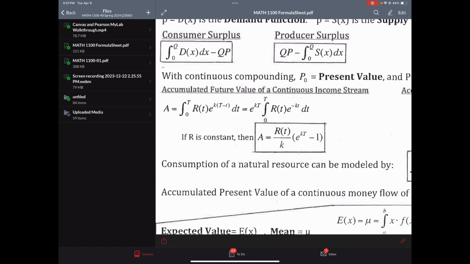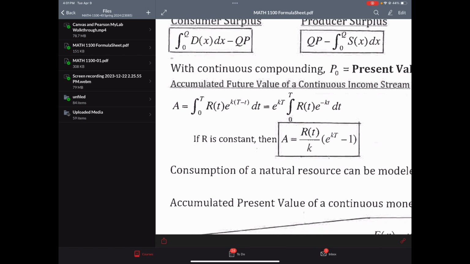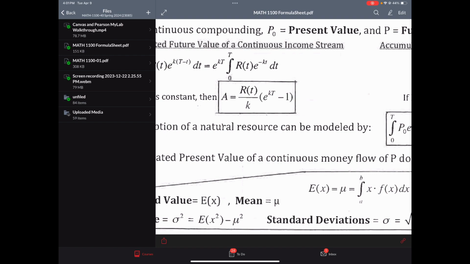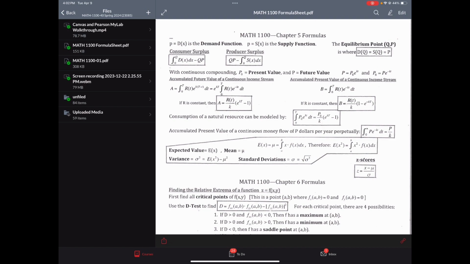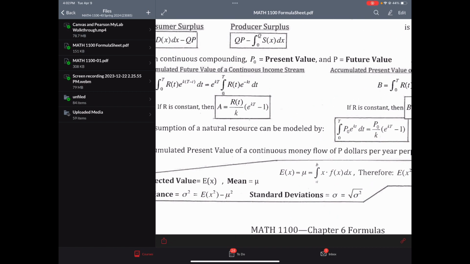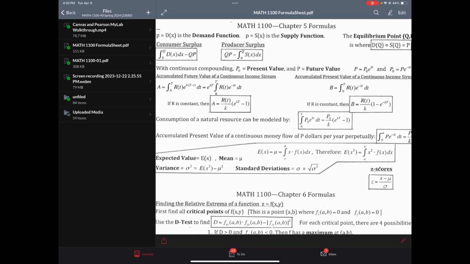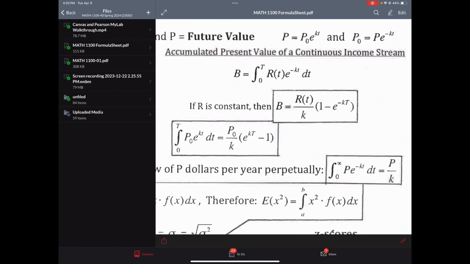For 5.2, accumulated future value of a continuous income stream, it gives you the integral formula for both of them. But remember, just like your homework, these continuous income streams are always going to be constant, just to make things a little bit easier for you. And so here are your formulas if those values are constant. You'll notice these formulas still have the R of t. You technically don't need that there because R is constant. It doesn't depend on t at all. But there's your future value formula, and this one's your present value formula.